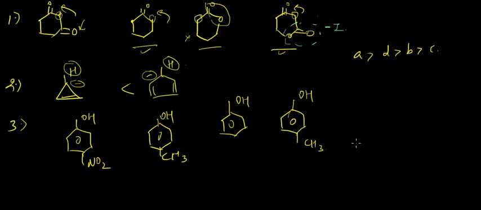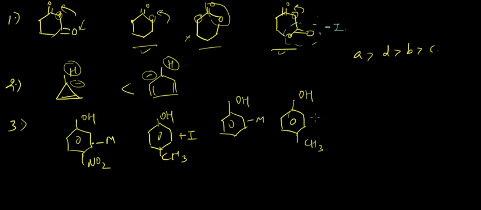So what is the acidic strength here? In this case, we have a minus in all the cases. So in this case there is a minus M group attached. In this case there is a plus I group attached. In this case there is a minus M, just to show that it is more minus M.